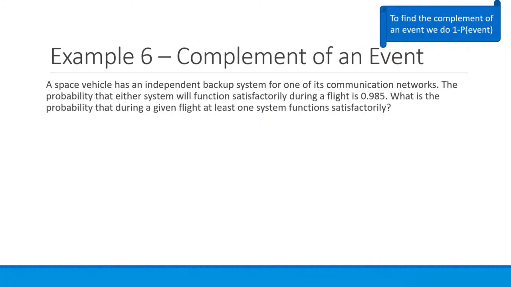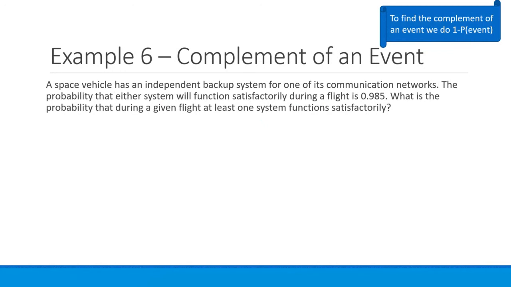All right, so now here's my last example, and this is going to be dealing with complements. A complement of an event is 1 minus the probability of the event itself. Basically, if you have a possibility of yes or no, the probability of no is 1 minus the probability of yes.